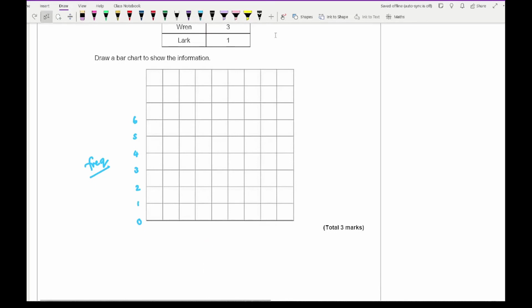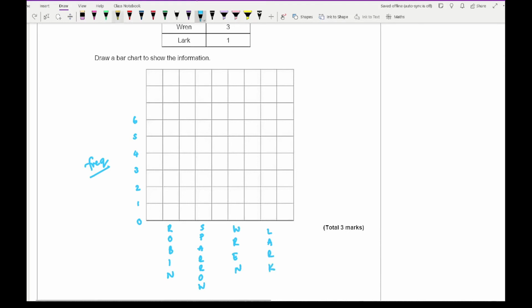And then we just need to label those. So the first one we've got is Robin. And let me just write that here. Then on the second one we've got Sparrow. Then the third bar is a wren. And the fourth one is a lark. Do not ask me what these birds look like.